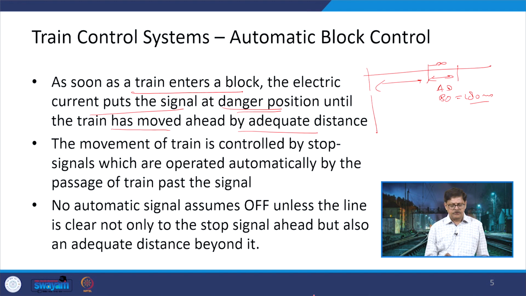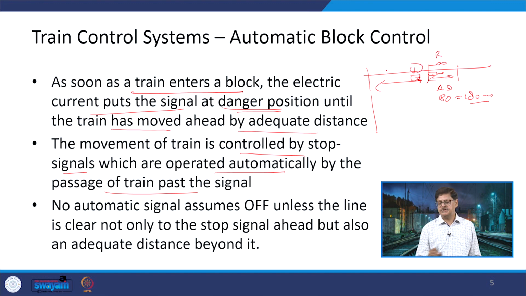Now, the movement of train is controlled by the stop signals which are operated automatically by the passage of the train past the signal. That means this detection is going on as soon as the train is approaching or as soon as it moves ahead of the signal, and on the basis of that detection, if initially it was showing red color because the train was in location 1, now when it comes to location 2, this will convert to yellow color or green color depending on what type of aspect system is being used here. No automatic signal assumes off unless the line is clear not only to the stop signal ahead, but also up to an adequate distance beyond it. That means when this train starts moving and comes here, only then will the change in the color or in the indication appear.